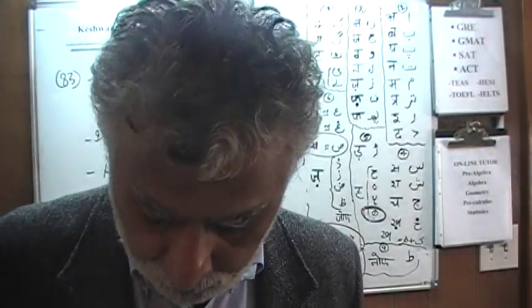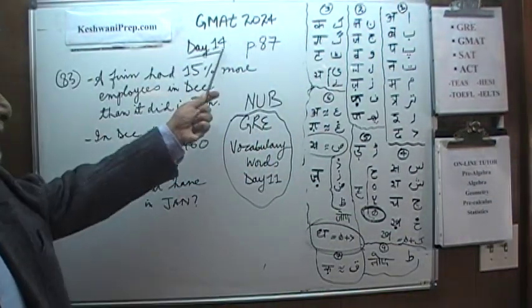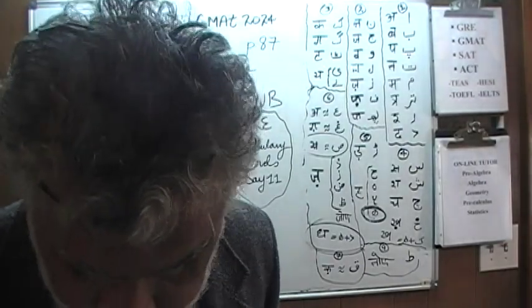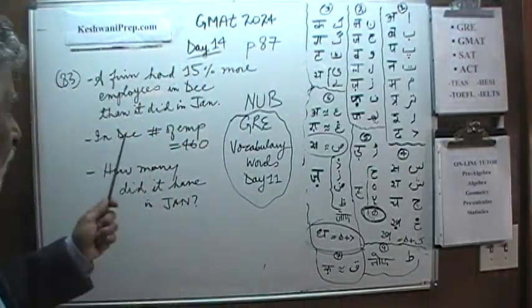Today is our day number 14, and today we are on page number 87. Let's begin, shall we? The very first problem that you see on page number 87 is number 83. As you can see, the problem is already on the blackboard.